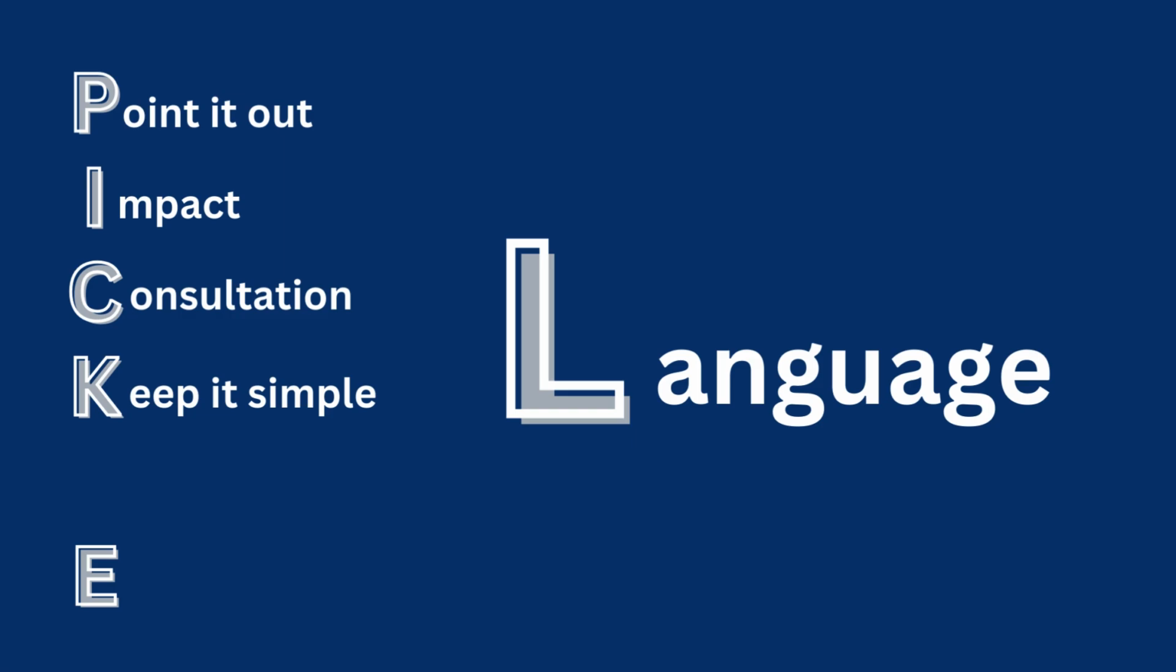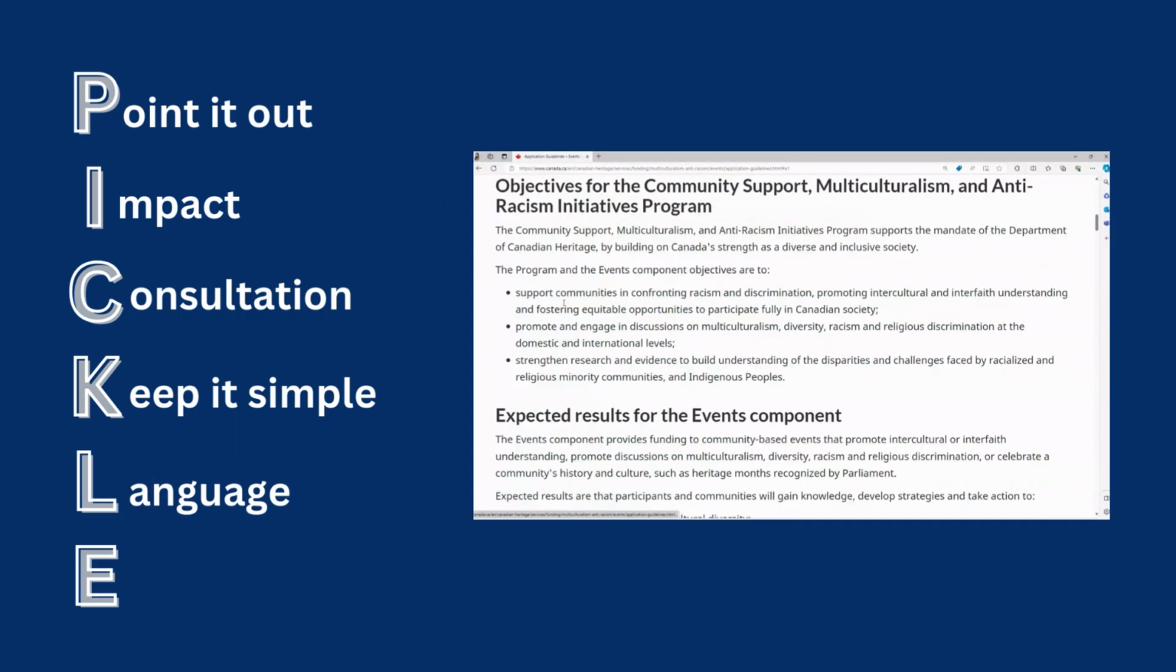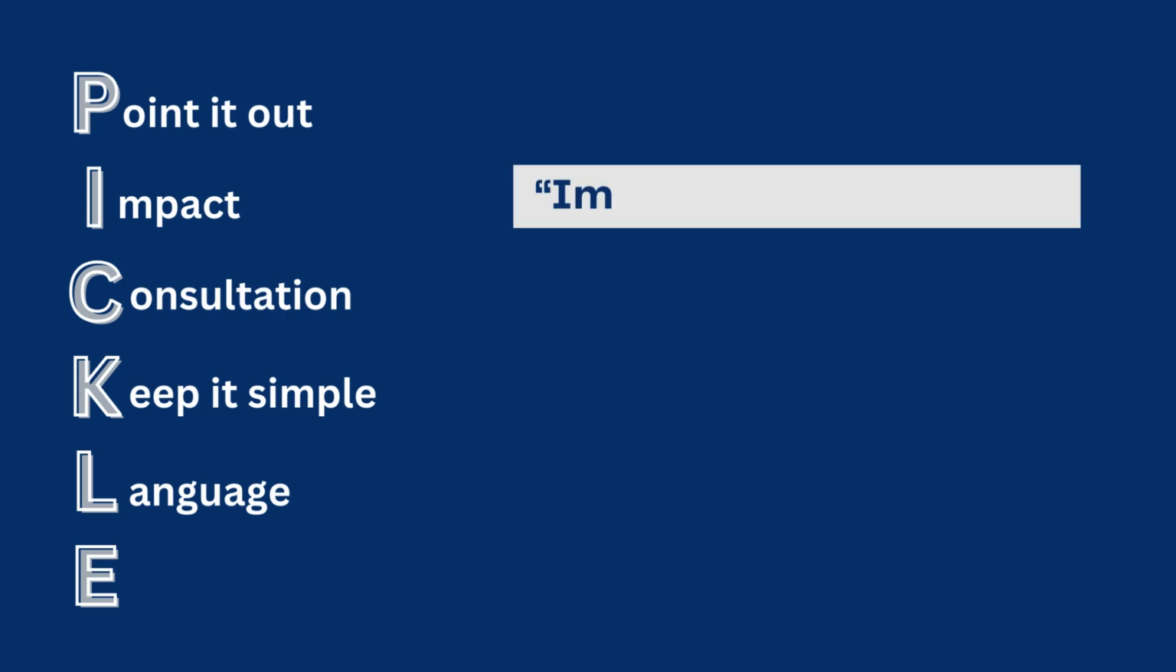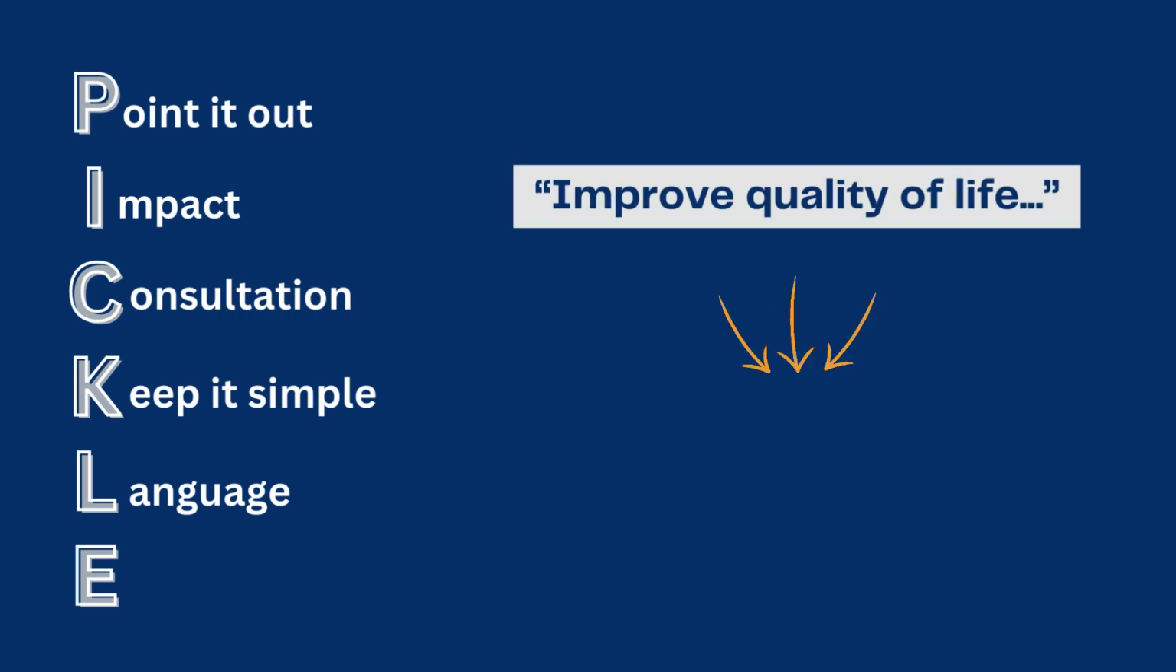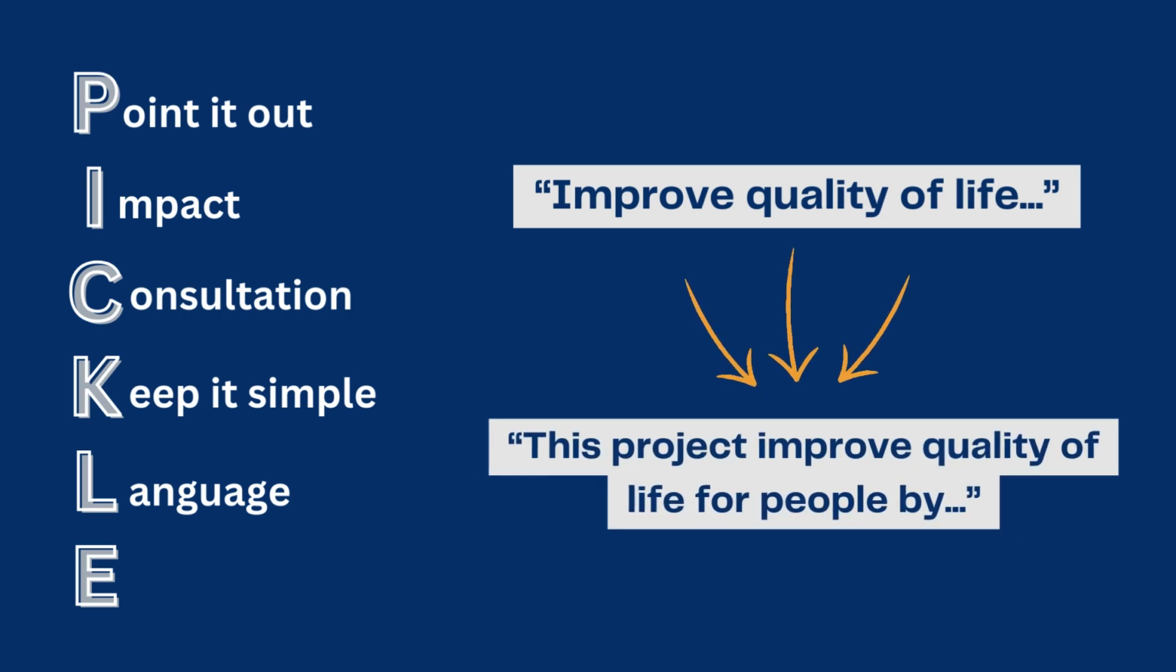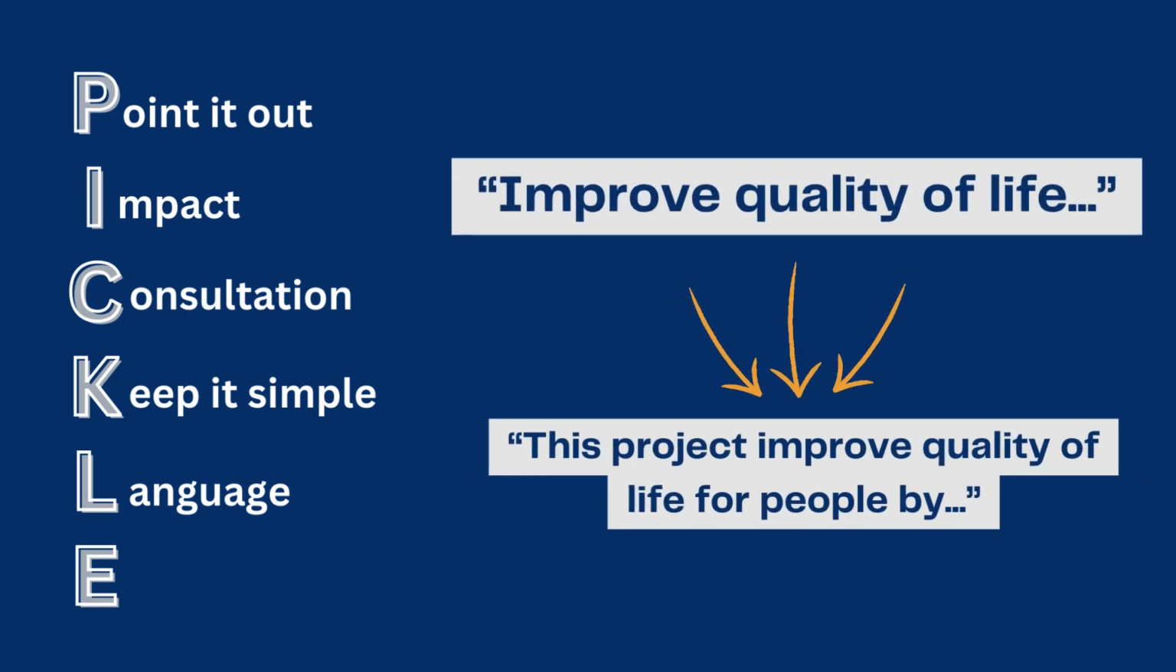Language. Use the language the funder does. Read through the application and the guidelines before writing your proposal and highlight keywords. You can use these words or synonyms for these words throughout your proposal. For example, if the guidelines say projects must improve the quality of life, be sure to weave how the project improves the quality of life for people and give concrete examples.